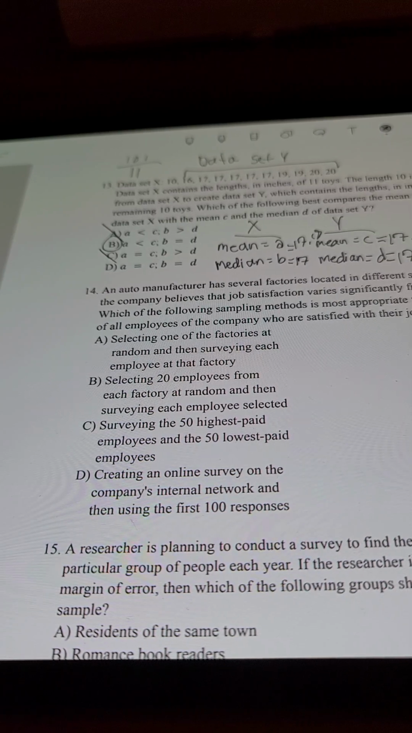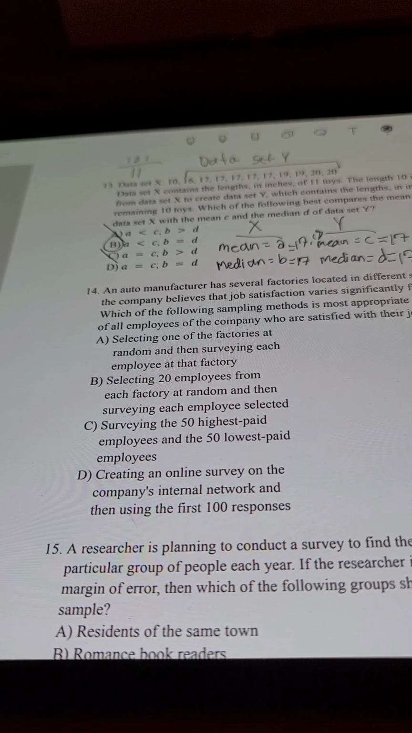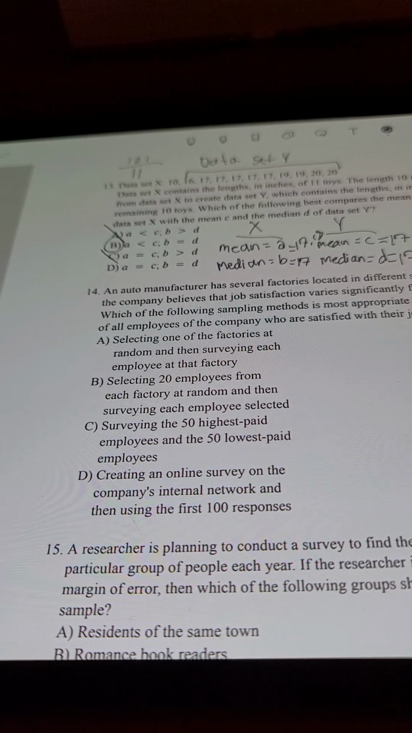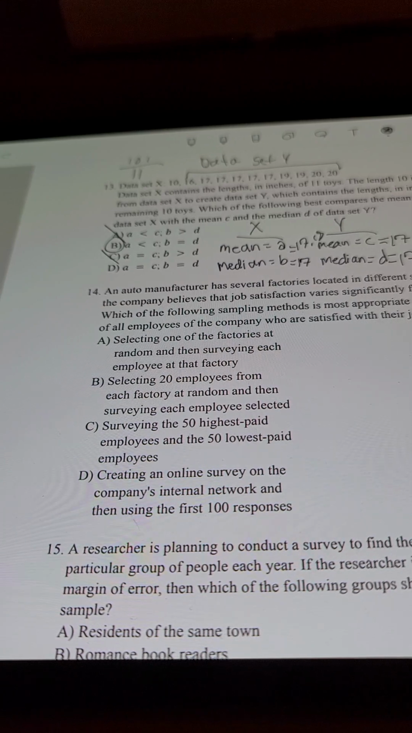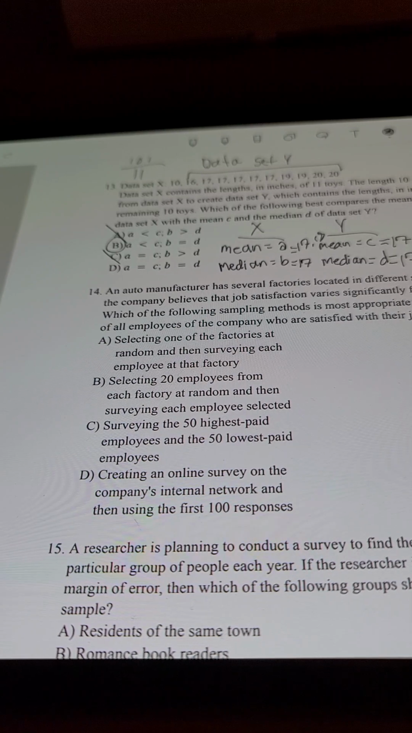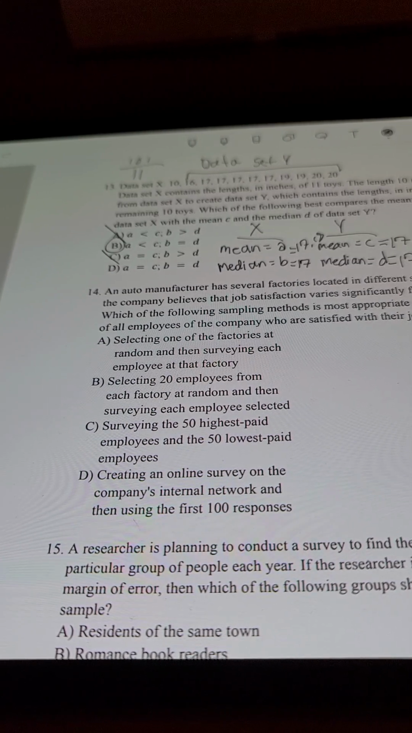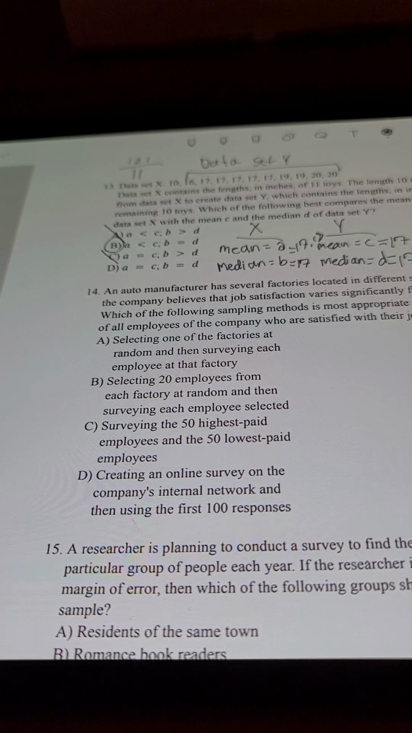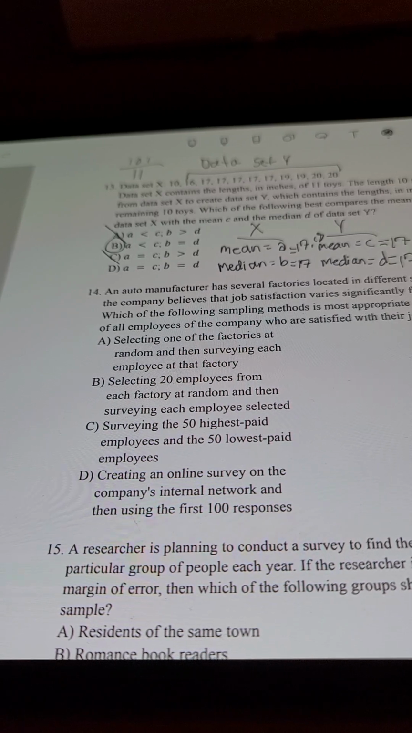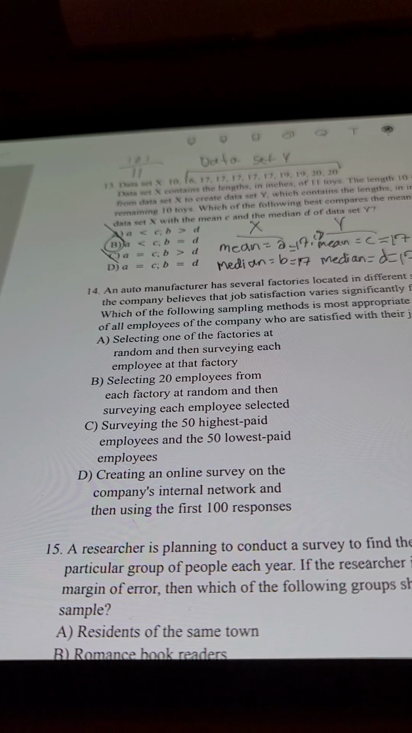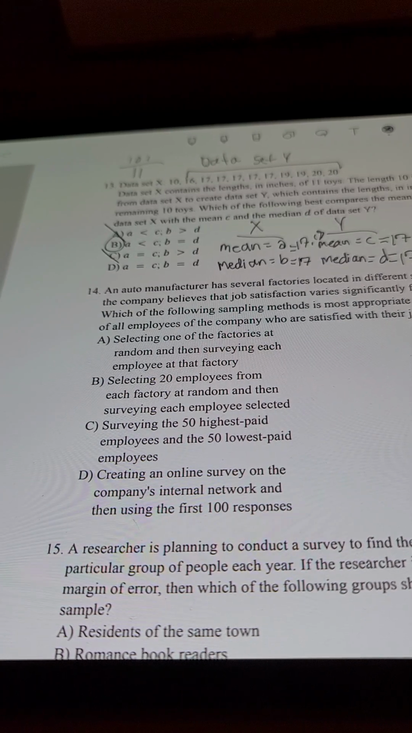Answer choice A says we're just going to go to one of the factories, and then we're going to survey each employee at that factory. Remember, there are several different factories within this company. Therefore, if we only go to one of those factories, we're not really getting a good sense of the satisfaction ratings of all of the employees at the company. We're basically just getting a little part of that at that one specific factory. So that's probably not it. Let's go to B now.